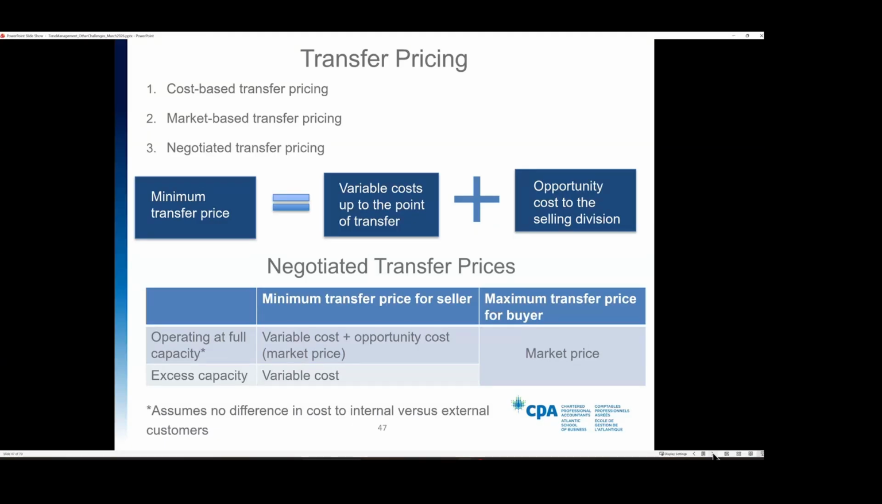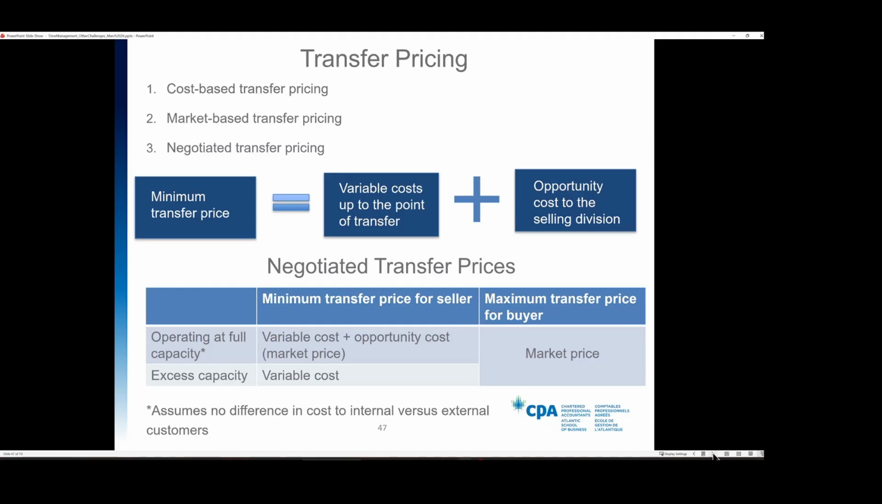The minimum price is determined on a very important case fact. Are they operating at full capacity? And could they sell that product externally? Is there an external market for it? If there is, the minimum price is the variable cost plus the opportunity cost.